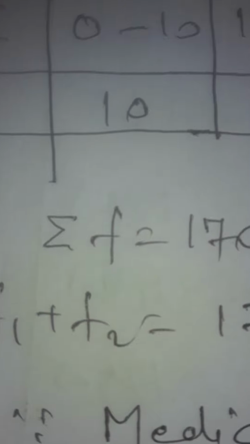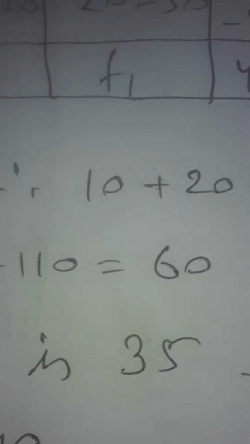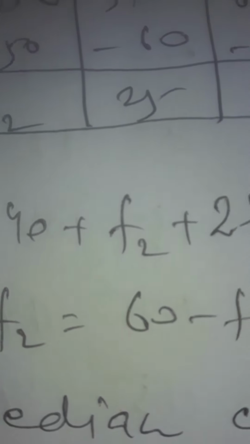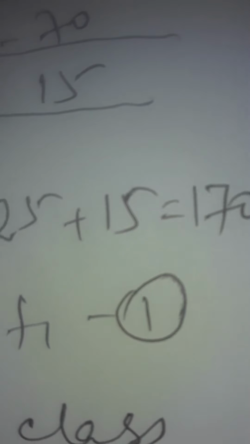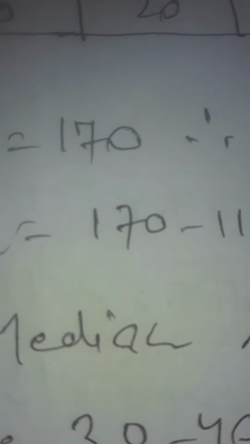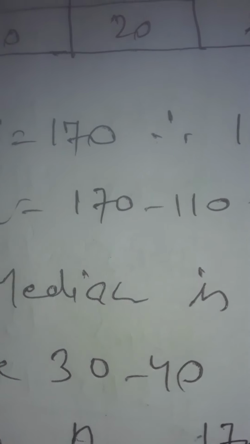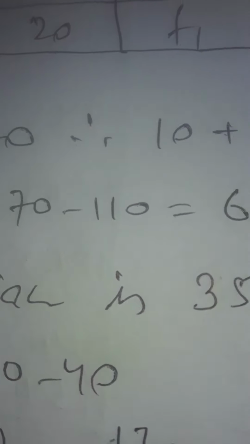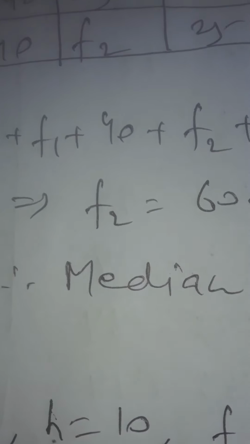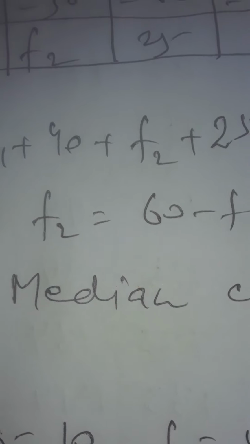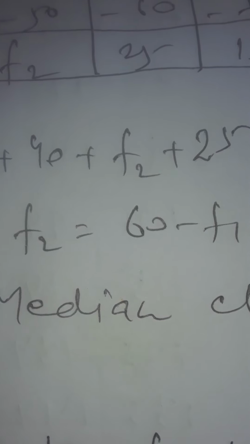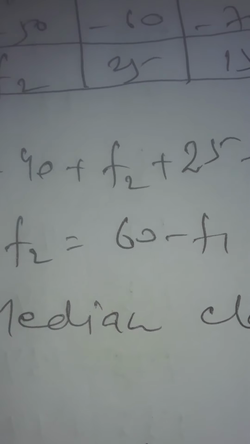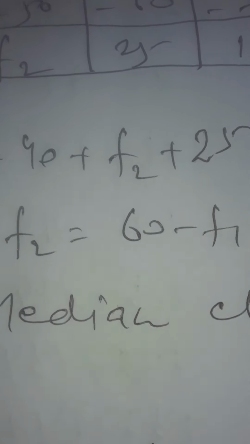Now since we know that the total sum of frequency is 170, we will add all the frequencies and then we get the value of F1 and F2. When we solve it, we get F1 plus F2 is equal to 170 minus 110, which is equal to 60. Then we get the relation of F2 and F1, that F2 can be expressed as 60 minus F1. Now it is the relation of F1 and F2.